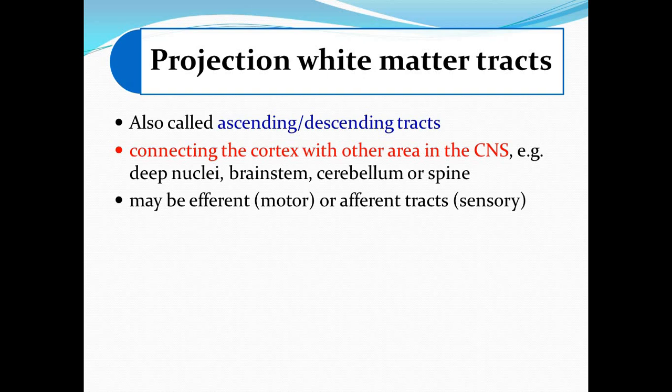The projection white matter tracts, also called the ascending and descending tracts, are white matter fibers that connect the cortex of the brain with the other areas in the central nervous system, including the deep nuclei, the brainstem, cerebellum, and the spine. So these may be afferent, which are the sensory nerve fibers. These are the nerve fibers that carry the sensation signals from the periphery of the body to the central nervous system. And the efferent, with E, are the motor nerve fibers which carry the commands from the CNS to the periphery of the body. So these are called the projection white matter tracts.